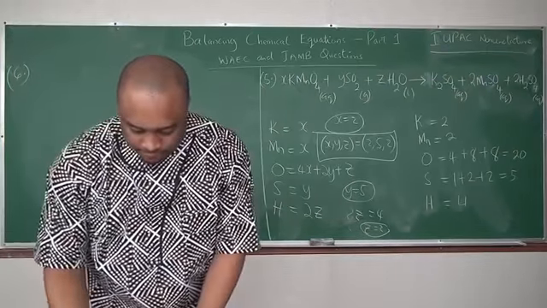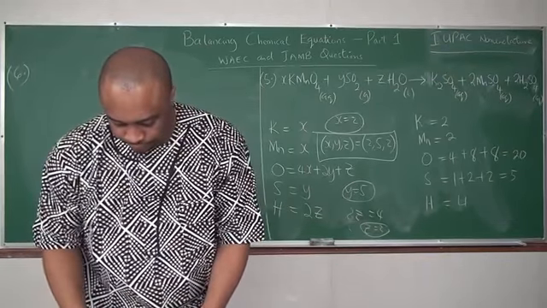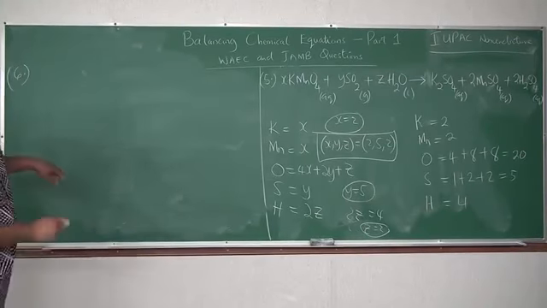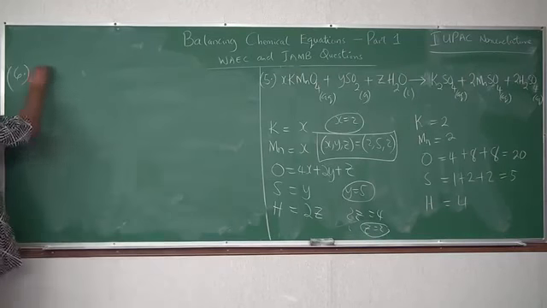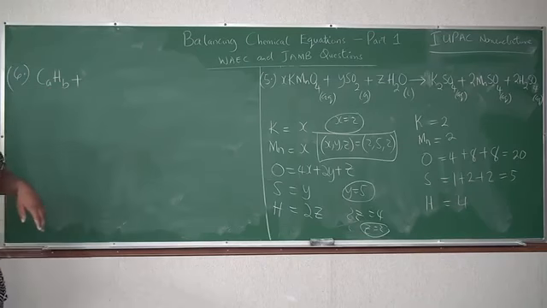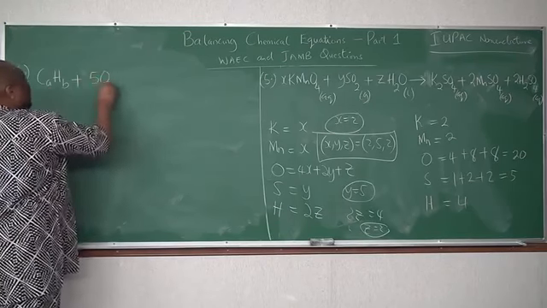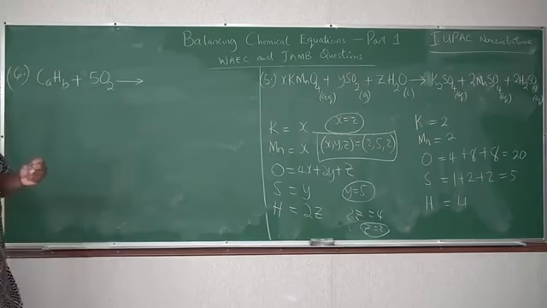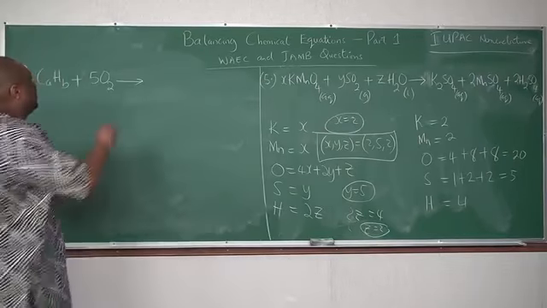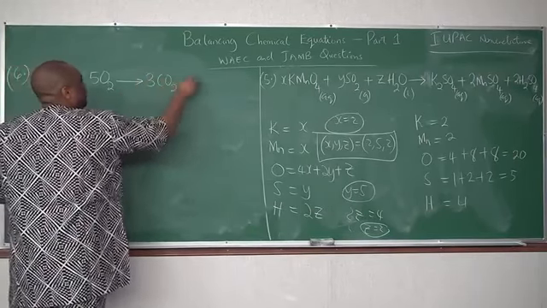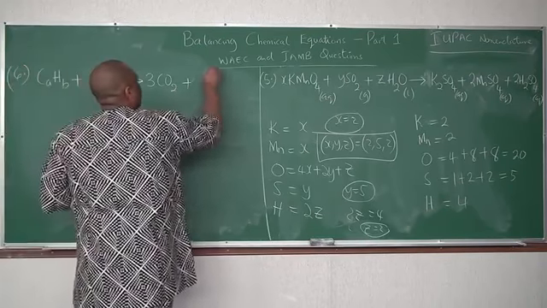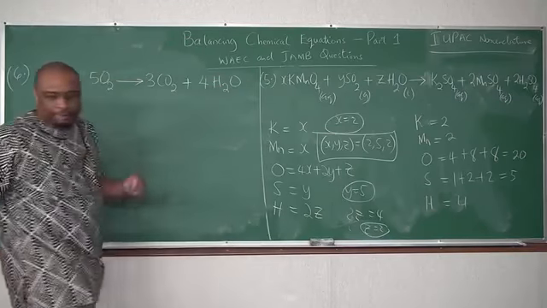Question 6. You have a hydrocarbon, CxHy, one mole of the hydrocarbon, combining with 5 moles of oxygen in combustion, to give you 3 moles of carbon dioxide and 4 moles of water.